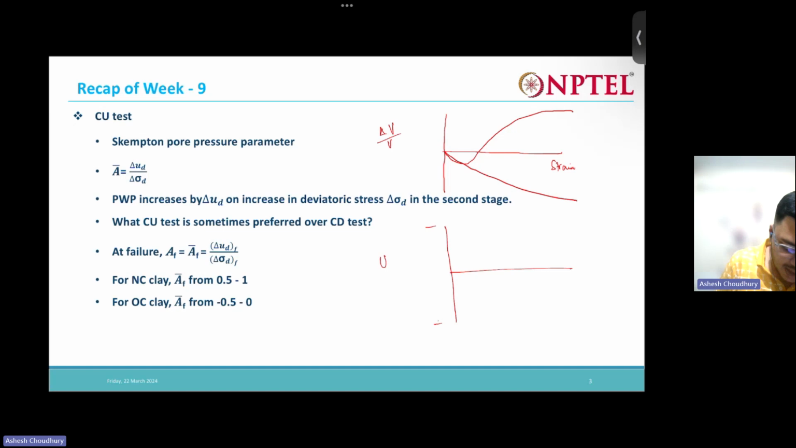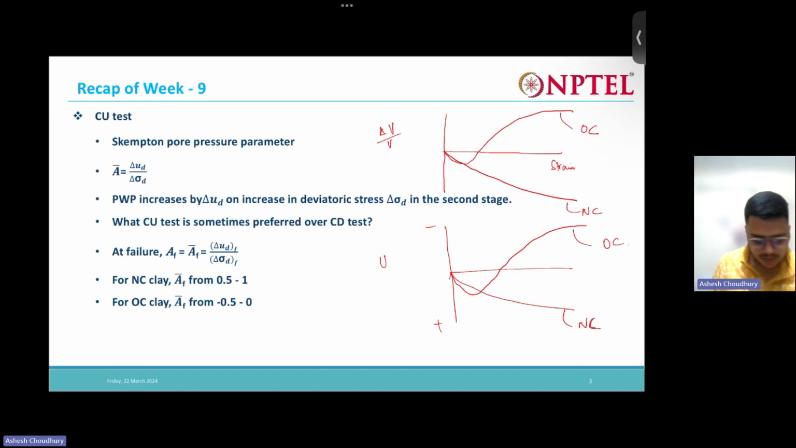So due to the reduction in volume, this is for NC, so OC. So we have positive pore water pressures that get generated in NC. But in case of over consolidated clay, first we will have positive pore water pressures. After that we will have negative pore water pressure. So that's why for over consolidated clay we have A_f negative, varying from negative.